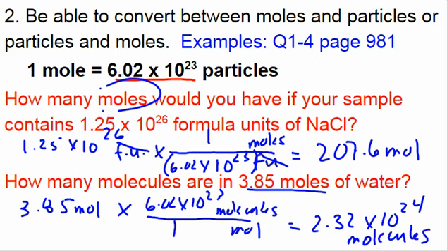So we really just have 2 converters that have been on the board all through this chapter. Particles to moles uses a great big number, and then moles to grams, which we have to find that number on the periodic table.